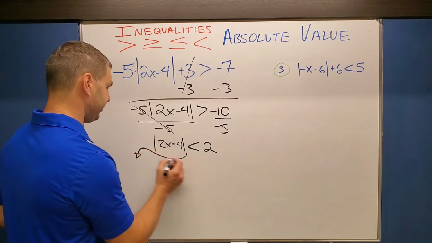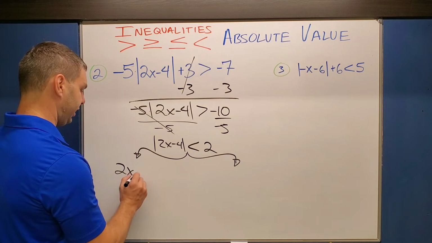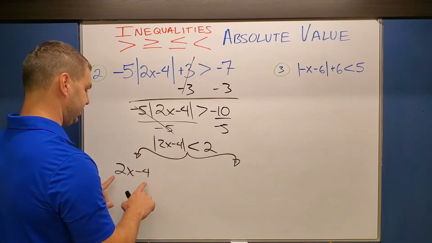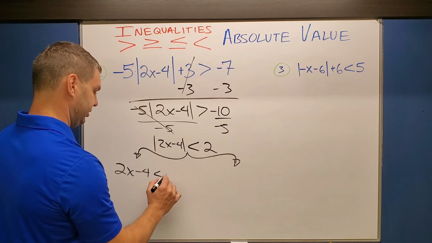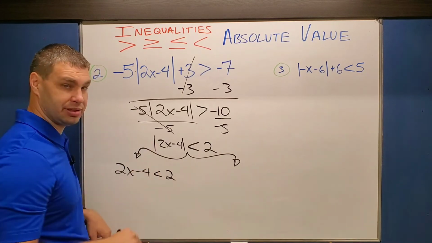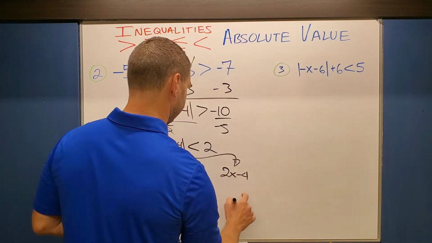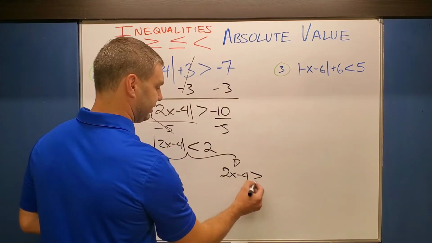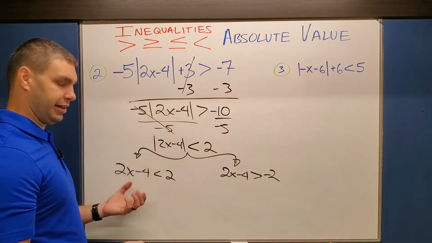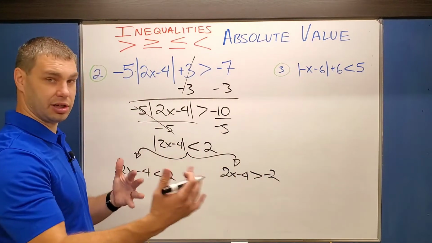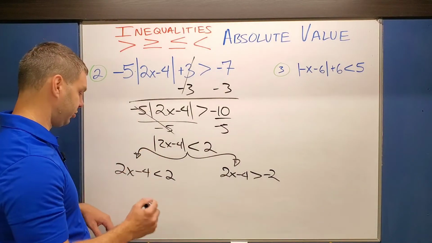If I do my positive case over here, my negative case over here, that's going to give me 2x minus 4, right? Just like it looks inside your absolute value bars. And then is less than 2, you're just dropping the signs, okay? On the other one, we're going to go 2x minus 4, again dropping the bars, but then the sign flips and the 2 becomes negative 2. All right, then I can solve both of these, and then eventually I'll graph and write their interval notation. So I'll save the trouble, I'll just do this real quick.